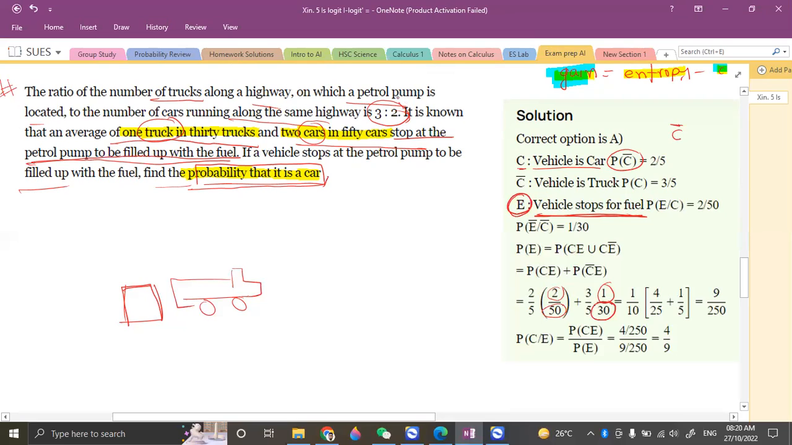And then you see here 3:2. So we have a total of 5, 3 plus 2. Out of 5, the first one, 3, is for truck, and 2 is for car. So 2 out of 5 are cars.